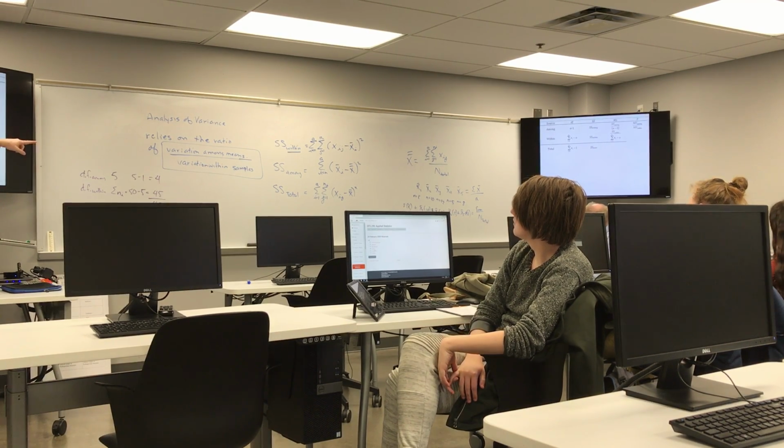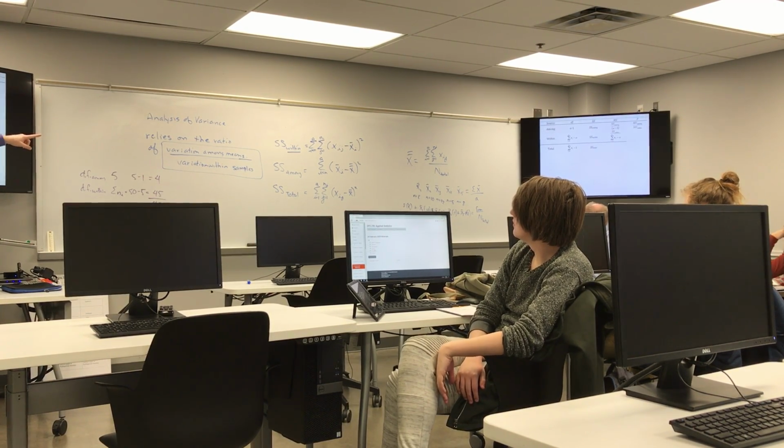Sum of squares among is that equation. Sum of squares within is the top equation. The mean squared is just the sum of squares among divided by the degrees of freedom.